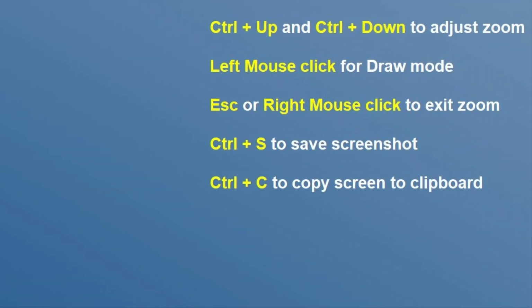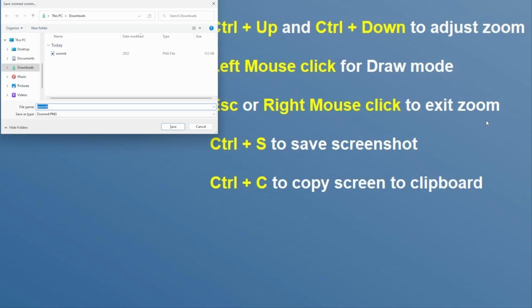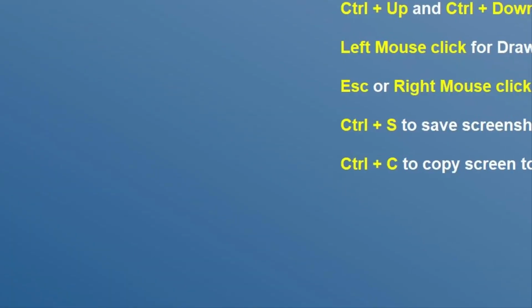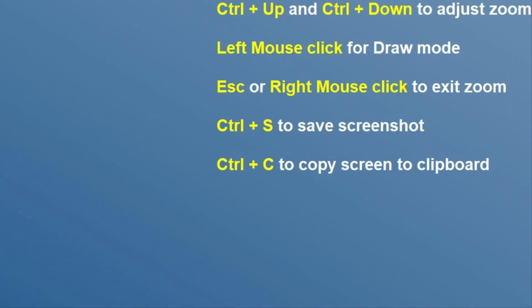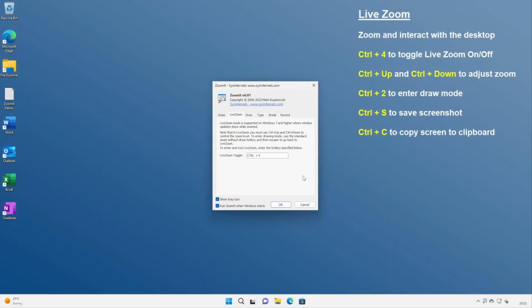And we can press Ctrl S to save the current screen to a screenshot, and that will ask for a file name that you want to call the file. Or we can do Ctrl C and that will copy the screen to the clipboard, which you can then paste into other applications.